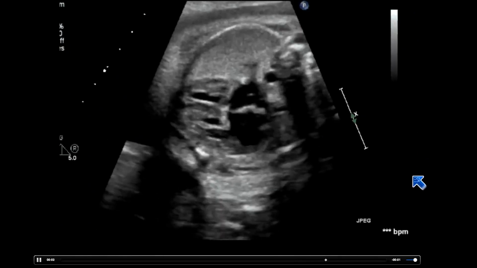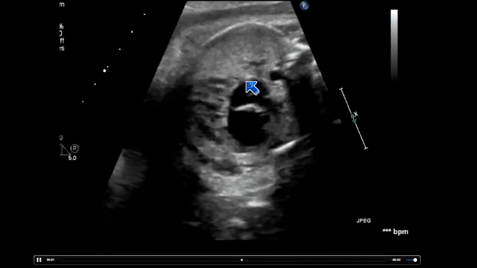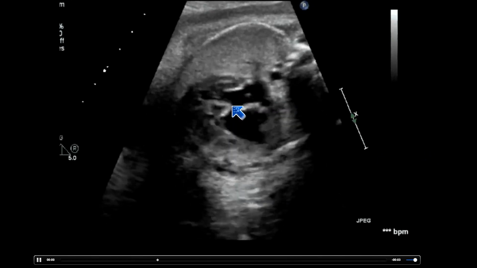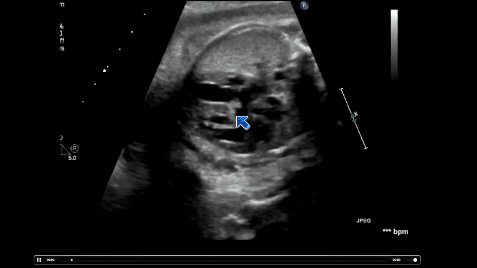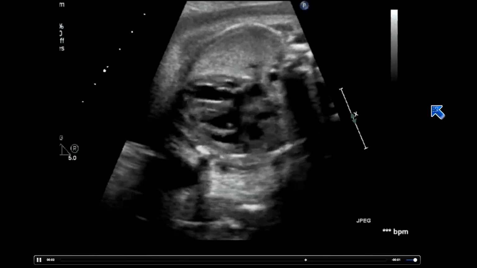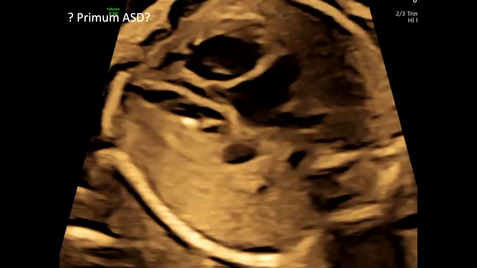Here's another one where we have two discrete AV valves, but again, you can see they kind of come across like a crescent or linear insertion, septum primum defect over here.